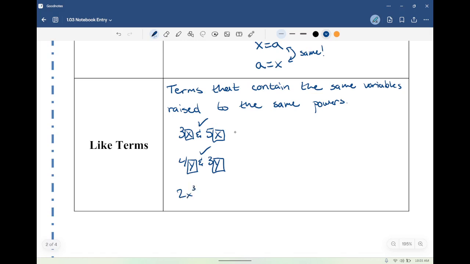2x cubed and 4x cubed. Now, I've got x cubed and x cubed. They are the same letter, right? They're both x, same variable. And they have a matching exponent. They both are raised to the third power. Those are like terms.